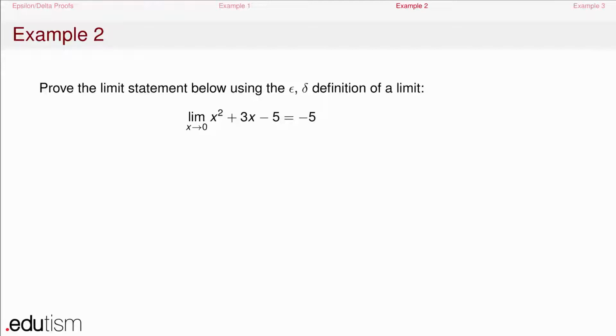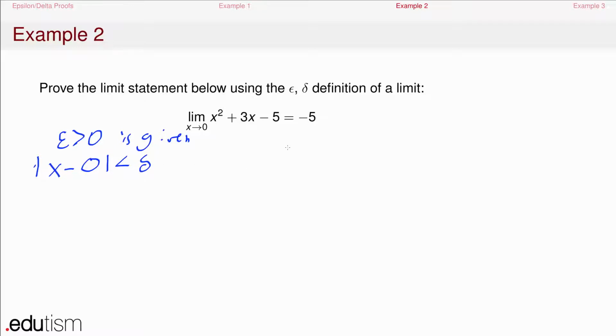So here is another limit statement we can prove using the epsilon-delta definition of a limit. We're first going to start with the same assumption, that some epsilon bigger than 0 is going to be given to us. So this epsilon is given to us, and we're also going to assume that the distance between x and a, which in this case is 0, the distance between x and 0, is going to be less than delta.